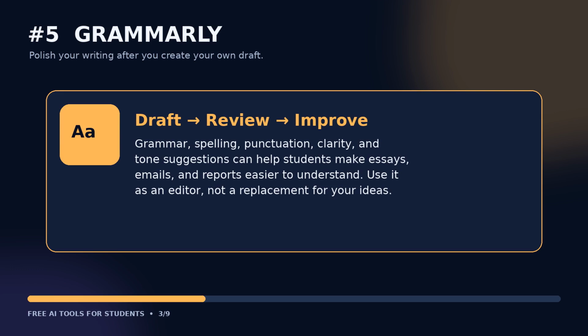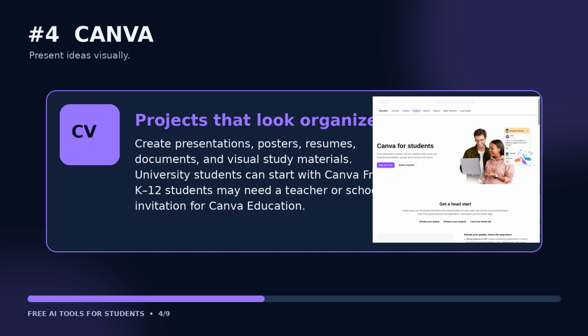If your essays, emails, applications, or reports need a quick quality check, Grammarly is a useful starting point. Its free tools can help catch grammar, spelling, punctuation, clarity, and tone problems. Students can paste in a paragraph, review the suggestions, and learn why a sentence sounds confusing. Use it as an editor, not as a replacement for your own ideas. The best workflow is simple. Write your draft first, then use Grammarly to polish it.